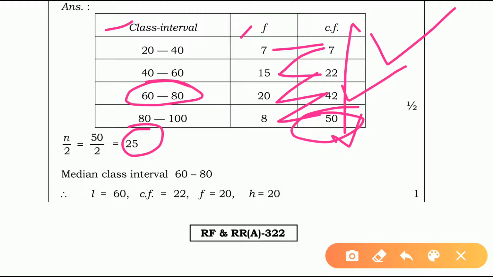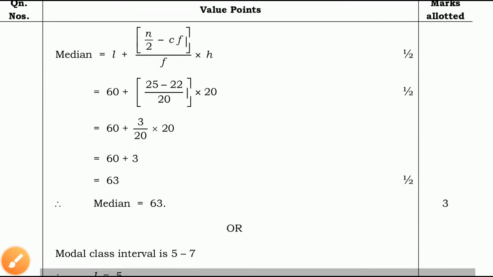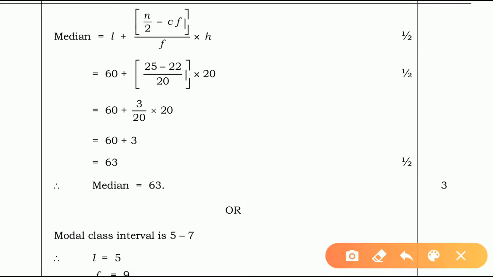By using this class interval, we find L, the lower limit of the median class, and CF, the cumulative frequency, which is 22. F is the frequency of the median class, this is 20, and h is the class size. Then by using the standard median formula we find the median. Here L is equal to 60, n by 2 is 25, and CF, the cumulative frequency, is 22.